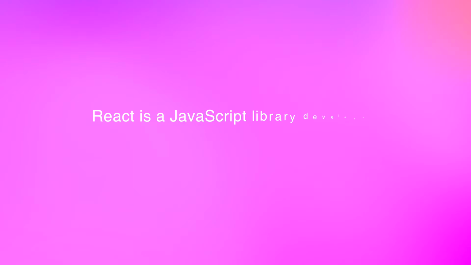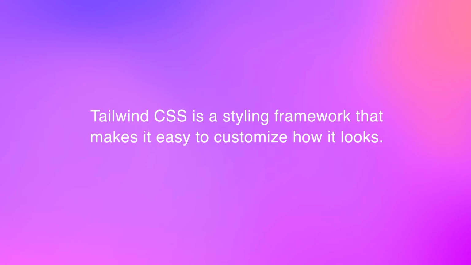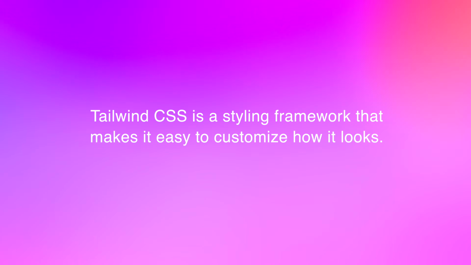Now, to back up a little bit, if you don't know, React is a JavaScript library that developers use to build websites and user interfaces. So when we hand off our static designs to our front-end developers, this is the language they're coding them in. And Tailwind CSS is a styling framework that makes it easy to customize how everything looks.